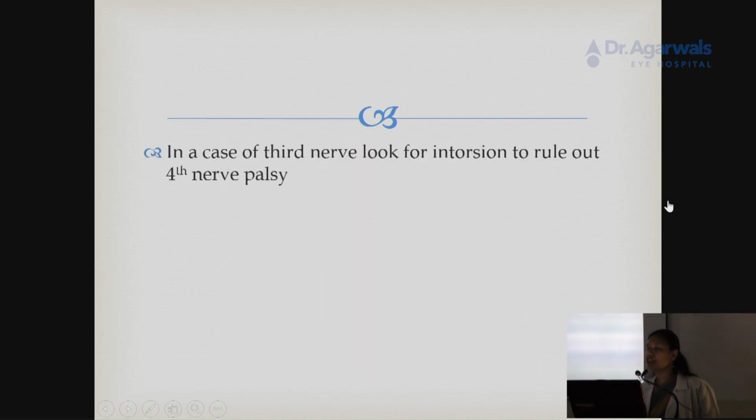So in a case of third nerve palsy, always look for fourth nerve and sixth nerve. Abduction was easy to check, so immediately we checked the abduction and we said yes, sixth nerve is intact. How do you know that the fourth nerve is intact? Ask the patient to look towards the nose and look at a conjunctival blood vessel for intorsion. If the conjunctival blood vessels move inwards, then you know that the fourth nerve is intact in a case of a third nerve palsy.